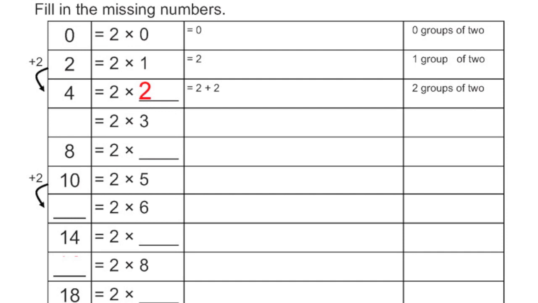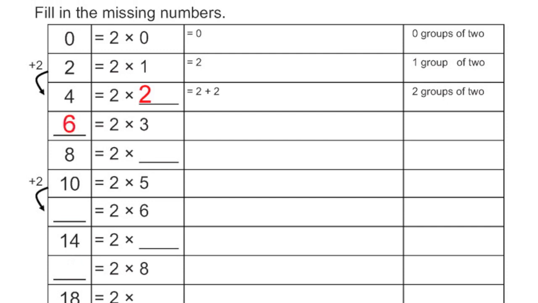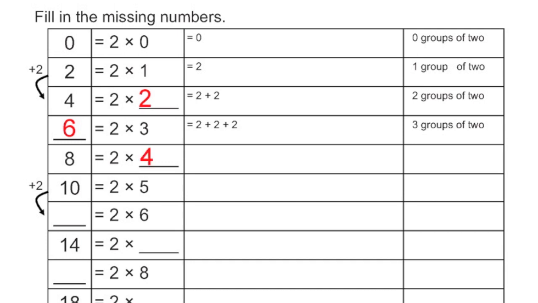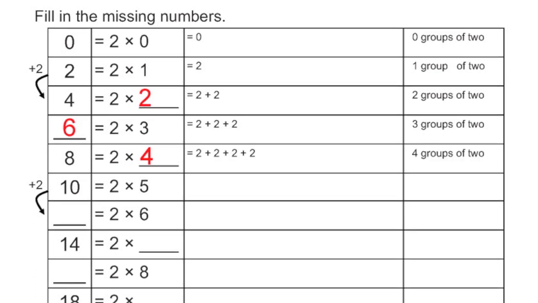And this pattern is going to filter down all the way. If I added 2 more, 4 plus 2 is 6. So that's going to be 2 times 3 is equal to 6. That's 2 plus 2 plus 2, also known as 3 groups of 2. Keep going down. Something 8 is equal to 2 times something. If I'm following my pattern, it's going to be 2 times 4. That's going to be 2, 2, 2, and 2, or also 4 groups of 2.